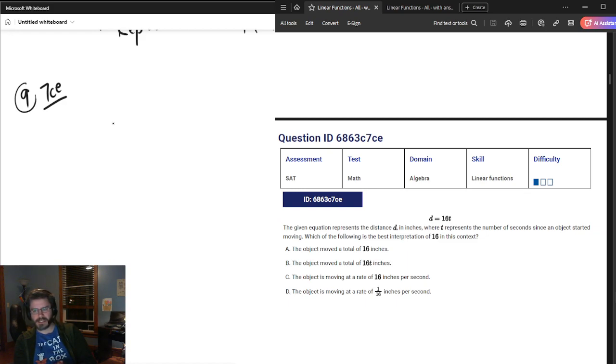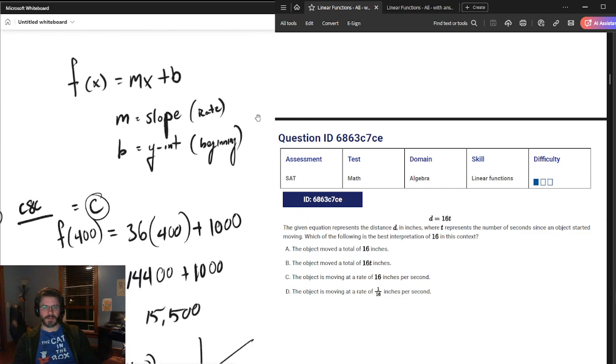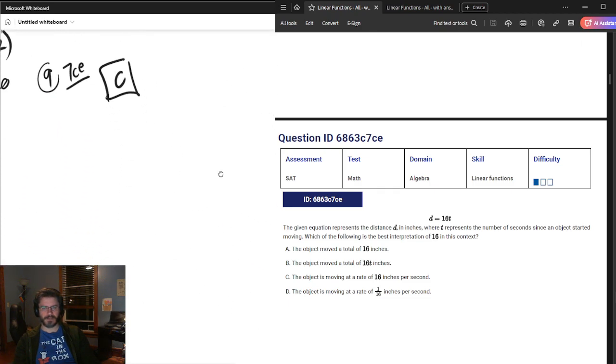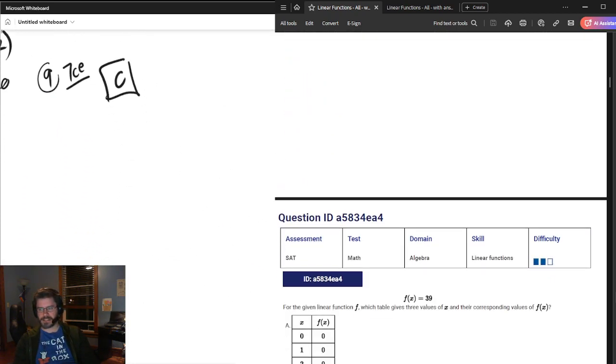So C says the object is moving at a rate of 16 inches per second. And that fits our definition of slope. Remember, our slope is the rate of change. Always, always, always refer to your definitions.